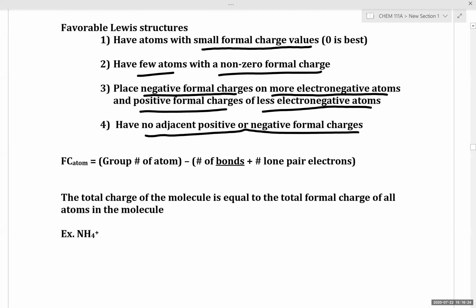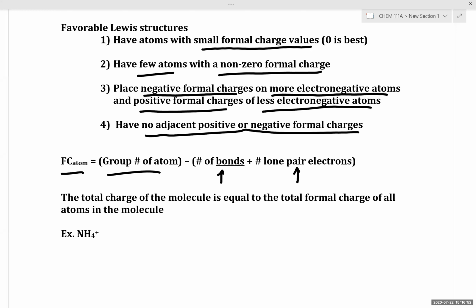Now, what is formal charge? So formal charge is a description, an approximation for the relative amount of charge on a given atom in a Lewis structure as drawn. It's best defined as the group number of your atom minus the number of bonds plus the lone pair electrons. Okay?